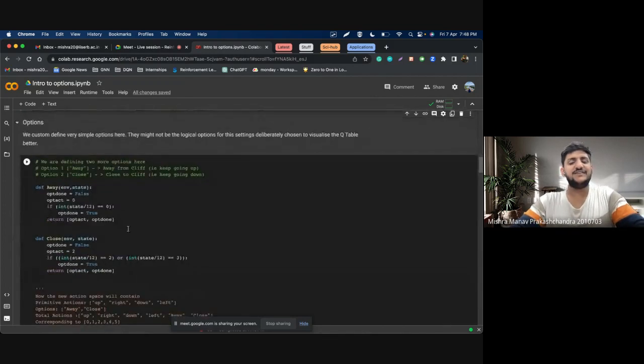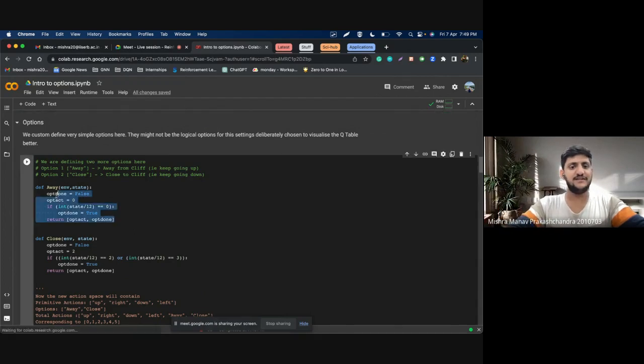Okay. So here for options, we define very simple options. These might not be logical options, but these are deliberately chosen so that we can easily understand and visualize the Q table. So for the cliff example, we are defining two more options. One is away, which is away from the cliff, that is to move up, and the other is close, which is closer to the cliff. I need to move down.